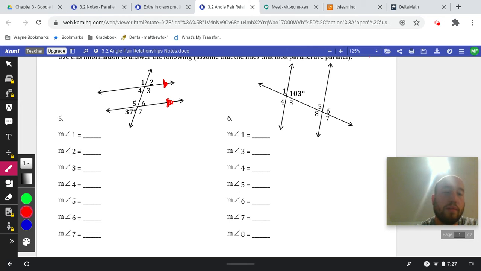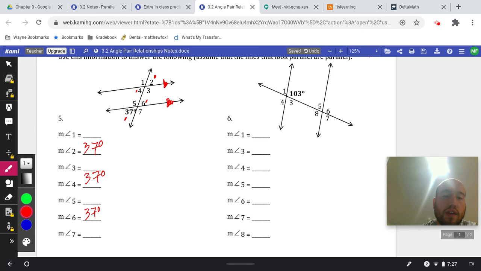That tells us for sure they're parallel. Now, angle right here, 37. So we also know then that 6 is 37 degrees. Okay, right there. Now, 6 and 4 are alternate interior angles. So 4 is also 37 degrees, which finally means 2, which is vertical to that, has to be 37 degrees.